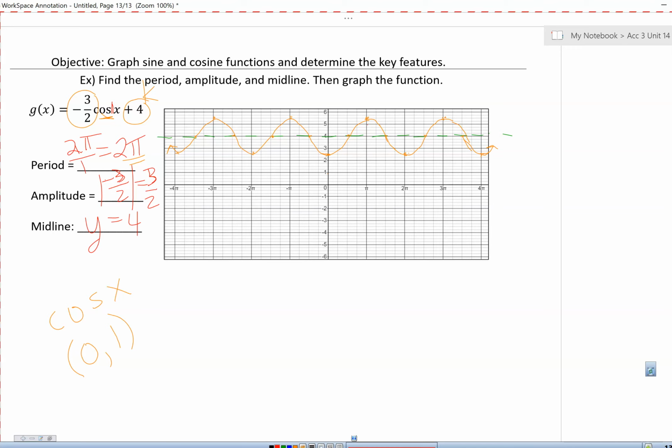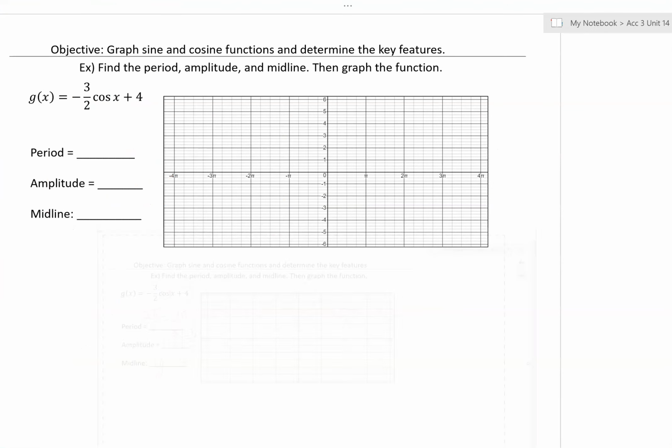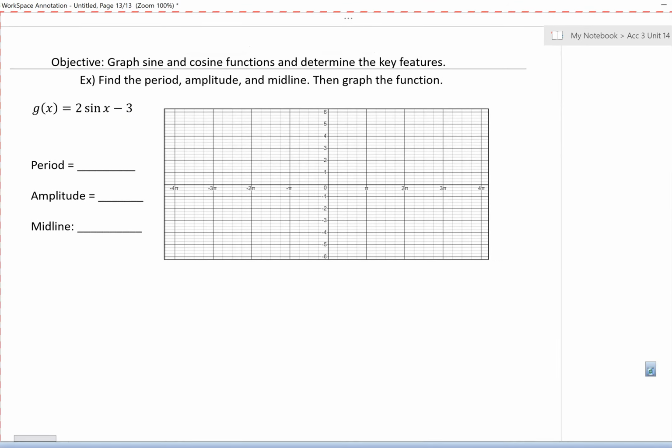All right, let's take a look at the final example here. So now we are going to graph a sine curve with a k value other than 0. So the period here will be our 2 pi, which is our period of our parent functions, divided by our coefficient of x, which is 1. And that gives us 2 pi.